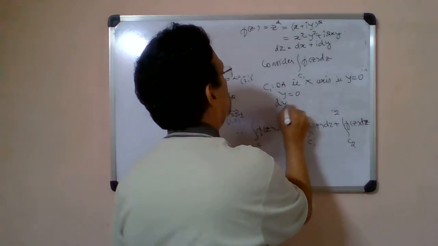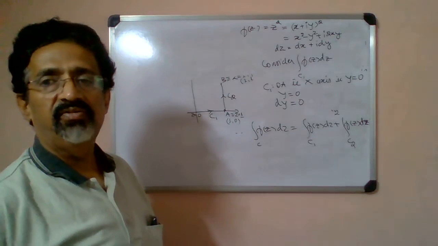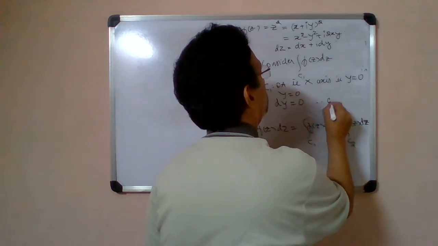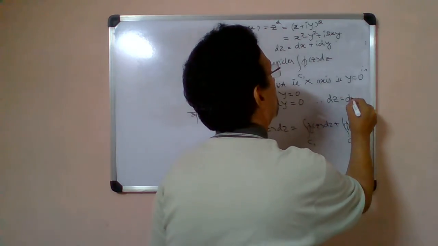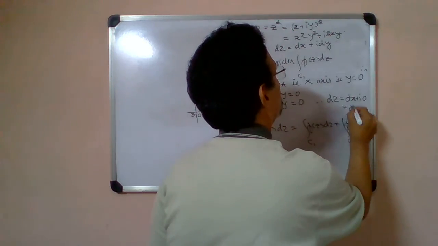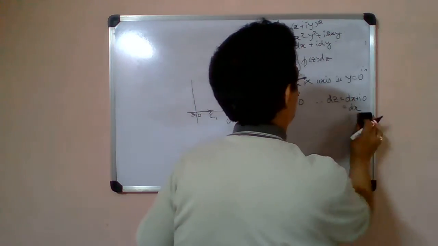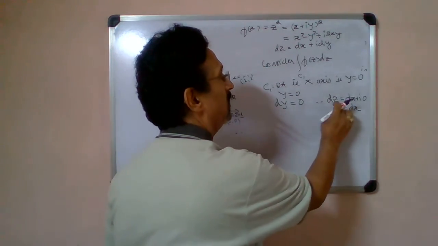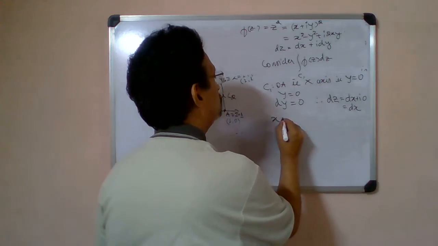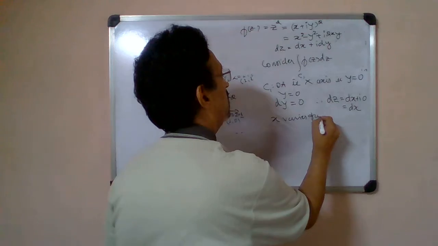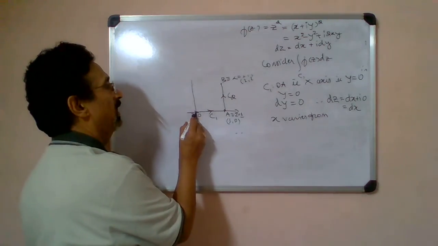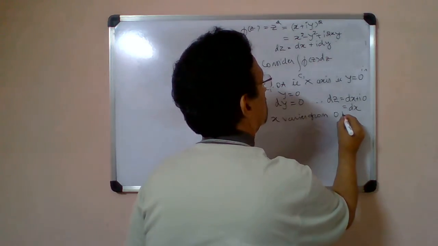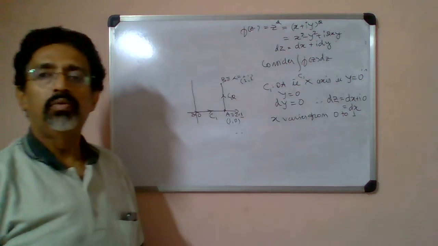So this implies dy is equal to 0 because y is constant. If I differentiate, I get 0. So y is 0, dy is 0. Therefore, what is dz now? dz will be dx plus i times 0, that is nothing but dx. Then x varies from what? What is the x value at O? It is 0. What is the x value at A? It is 1. So x varies from 0 to 1.